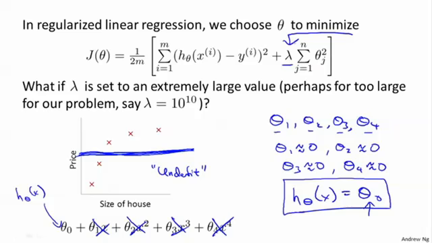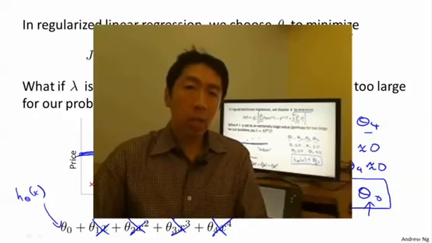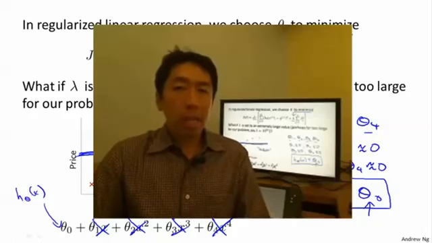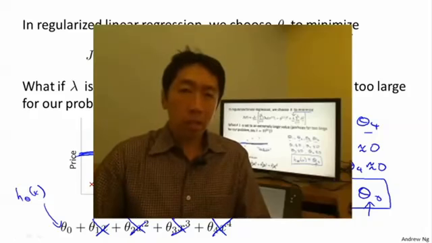And when we talk about model selection later in this course, we'll talk about a variety of ways for automatically choosing the regularization parameter lambda as well. So that's the idea behind regularization and the cost function we'll use in order to use regularization.